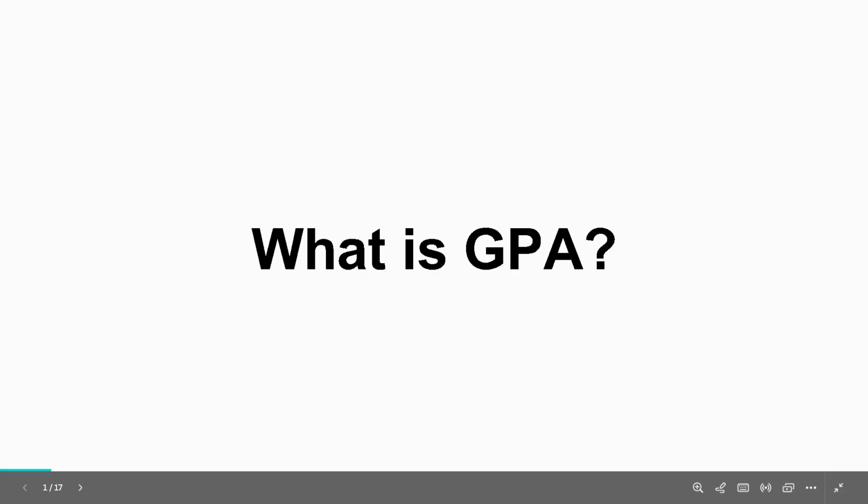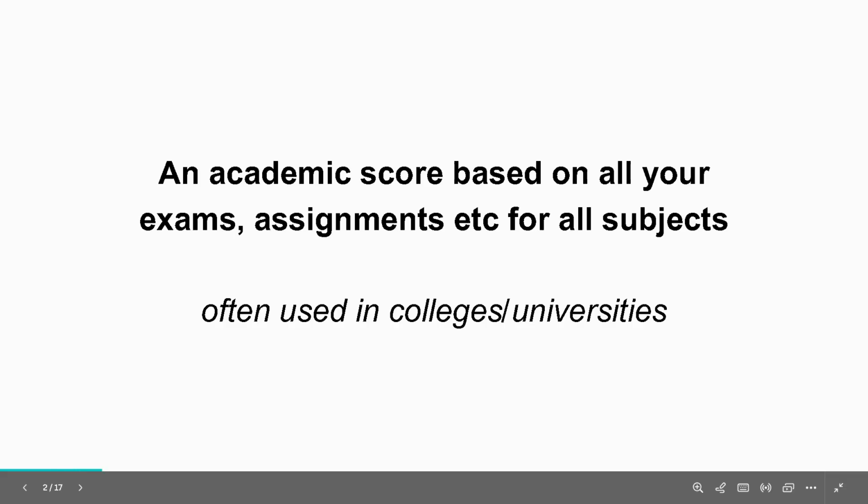So, what is GPA? GPA is basically an academic score based on all your exams, assignments, coursework, etc. for all your subjects. And it is often used in colleges and universities. So it's basically a standard academic score based on all your academics for all the students. A simple and effective way to compare performance of all students.